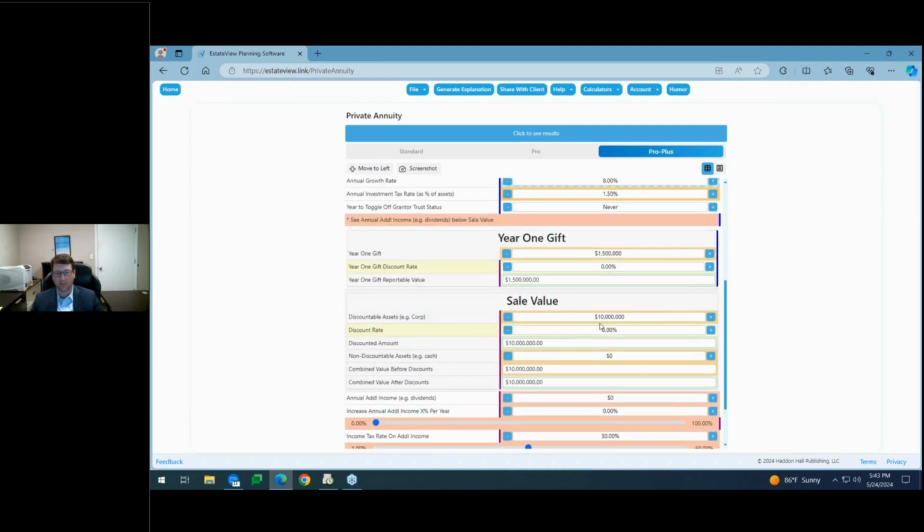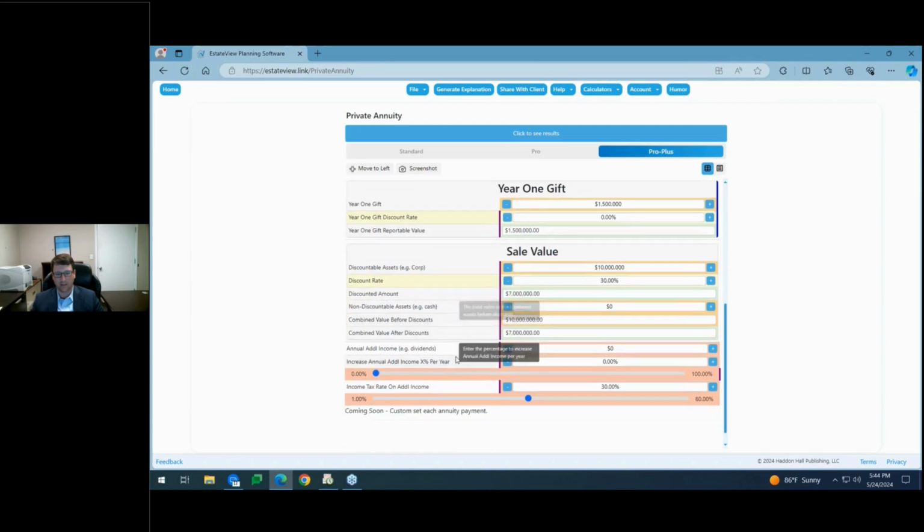Then we're going to sell $10 million of assets that are held in an LLC. That's unmarketable, that is non-controlled. It's a non-controlling interest, so we can have about a 30% discount that would apply. So we got $10 million of assets discounted down to $7 million of assets. If you have a blend of stuff that you're selling, some things might be discounted, others might not be able to be discounted. You can bifurcate that into discountable assets and non-discountable assets here under these inputs. So we're just going to assume that everything is discountable at 30%. So we won't input anything on the non-discounted side. So we have our combined value after discounts at 7 million.